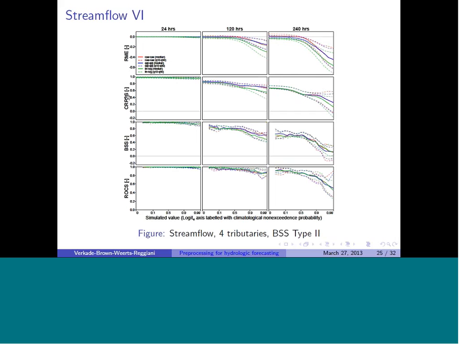This is a figure with a wrong caption. The results I showed you just now pertain to the 43 headwater basins. What I'm going to show you now is some results for the 4 tributaries. So this is a different spatial scale.